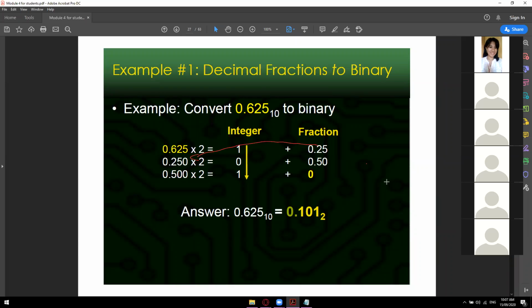Okay, so I'll give you guys 1 minute to analyze. So pag decimal fraction to any base, multiply. Kapag decimal, integer or decimal whole number, divide.